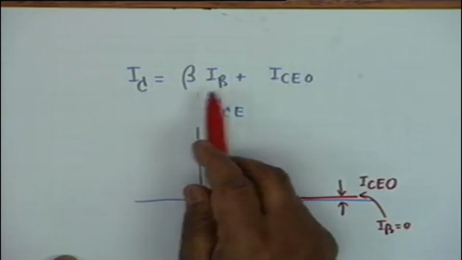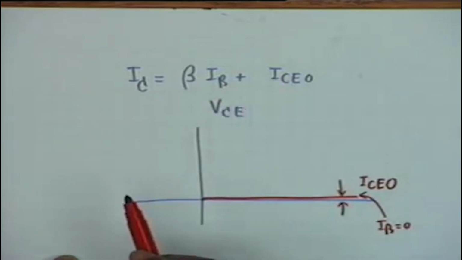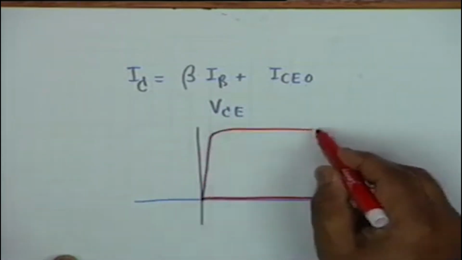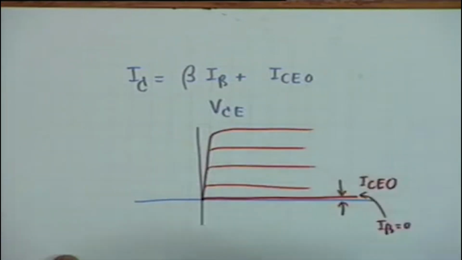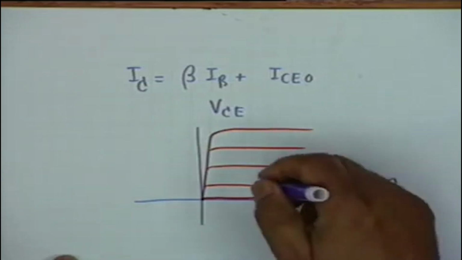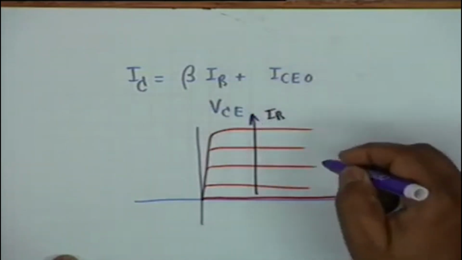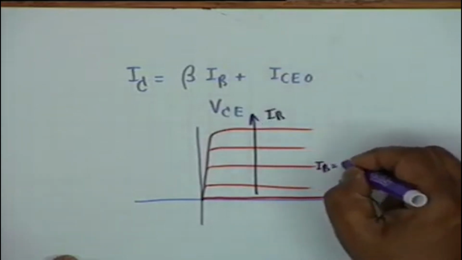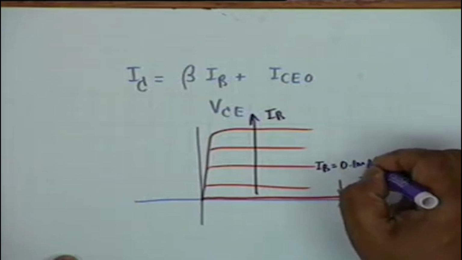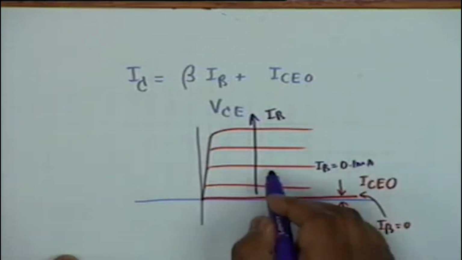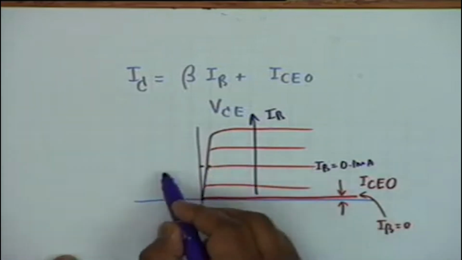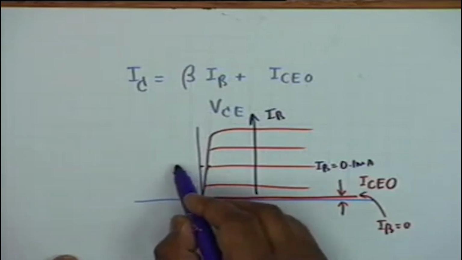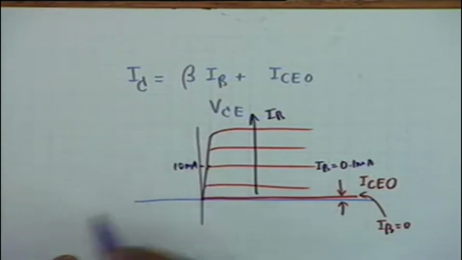Is that clear? Because ICU is a constant, as we go ahead we shall have curves like this, each of them representing a certain value of IB, and IB is increasing in this direction. Suppose IB is equal to, let's say, 0.1 milliampere. For a particular curve there is a certain value of IB, and suppose this curve when extended on the left meets this at, let's say, 10 milliampere. Can you say approximately what beta is?